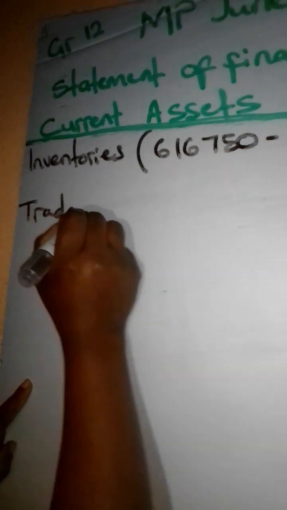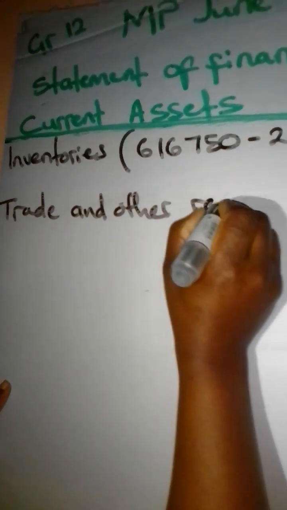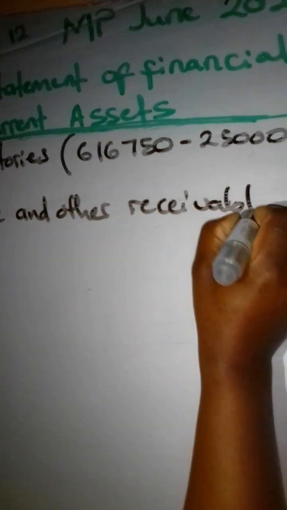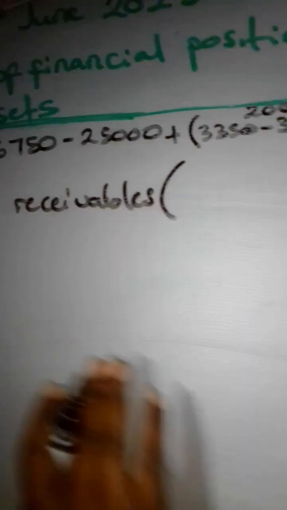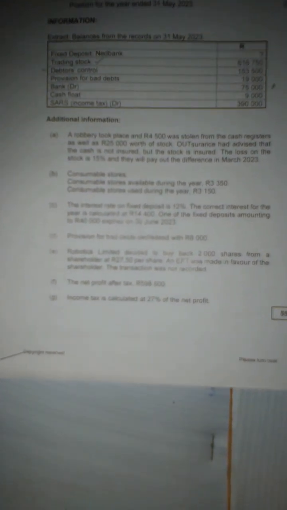After the inventories, we have got the trade and other receivables. Trade and other receivables. Okay, what do we have? Do we have debtors control? Debtors control is given here, 153,500.